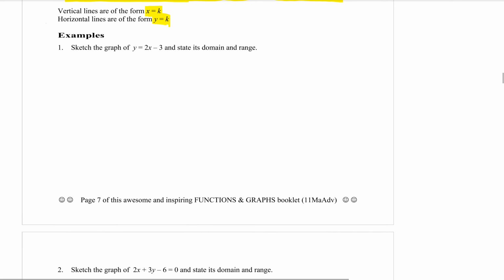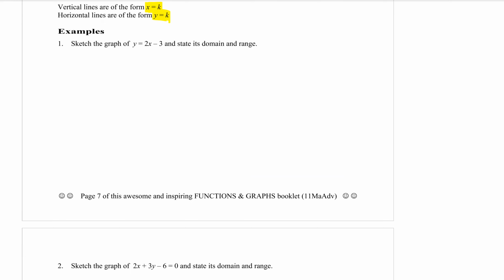Example time. Sketch the graph of y equals 2x minus 3. State the domain and range. So we see the equation. Hopefully when you look at the equation, you would know that that is a straight line, normal x, normal y, and it's even in the y equals mx plus b form.